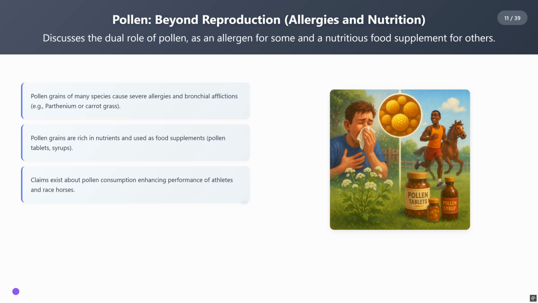But on the flip side, I also recall hearing about pollen being nutritious, like people eat it.